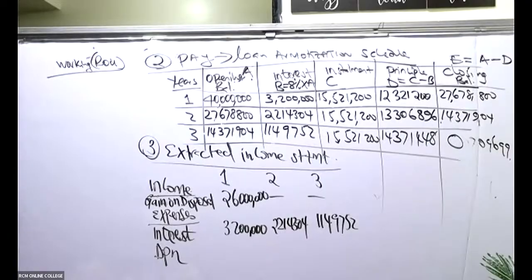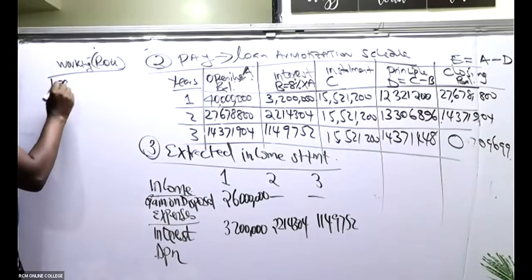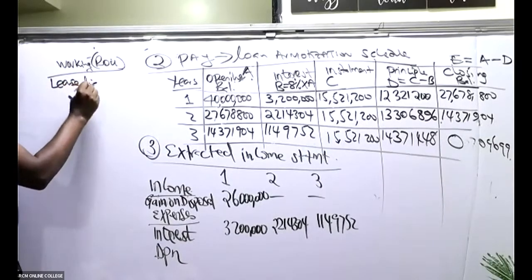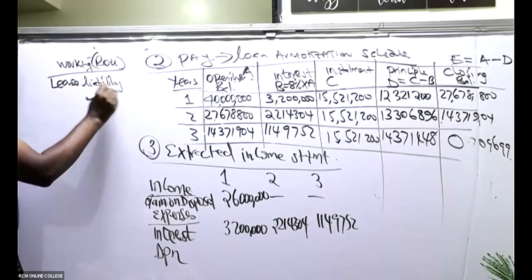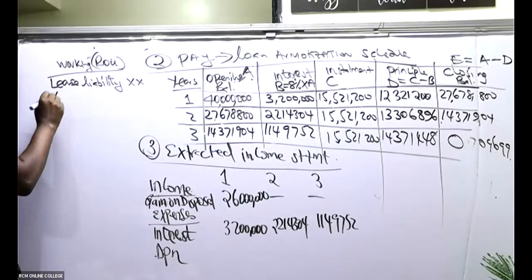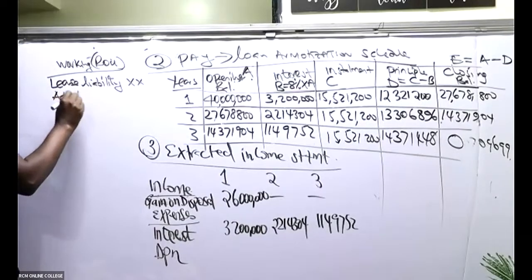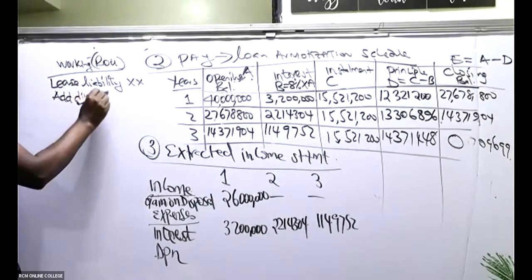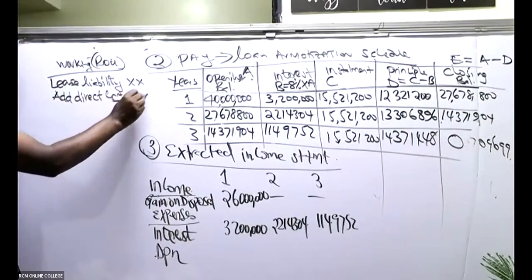So how do we get right of use? To get right of use, we normally take the lease liability, like that. You will add any direct costs, any direct costs you incurred.